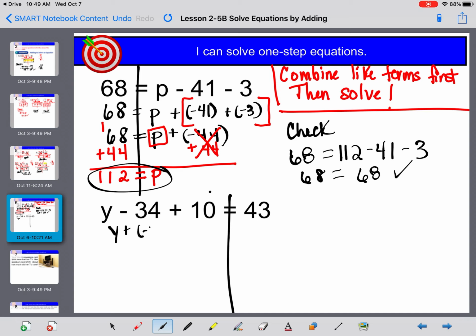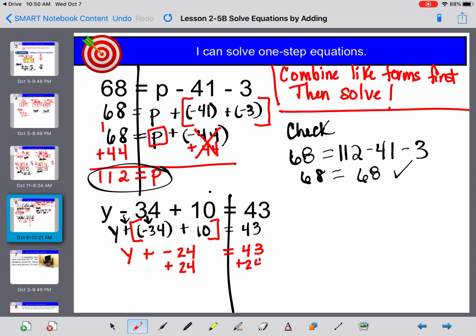I find it easiest to simplify if I convert my subtraction to adding the opposite. Then I can use my associative property to group these together. Y plus negative 24 equals 43. Notice my equal sign always stays on that vertical line. Now I'm ready to solve because I have just a variable and a number on one side. So I'm going to add 24 to both sides. This equals 0.